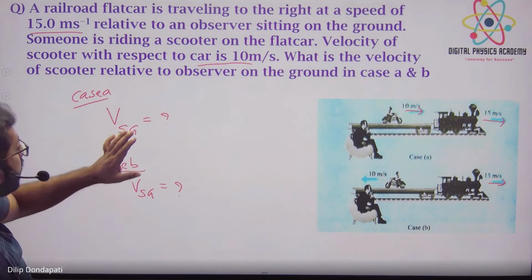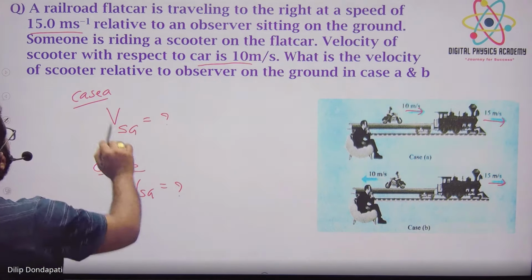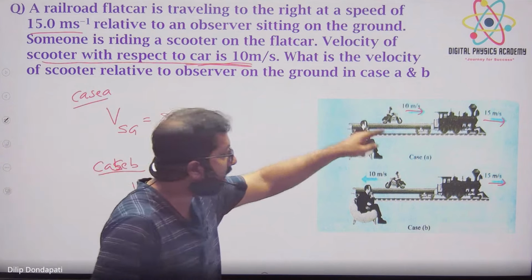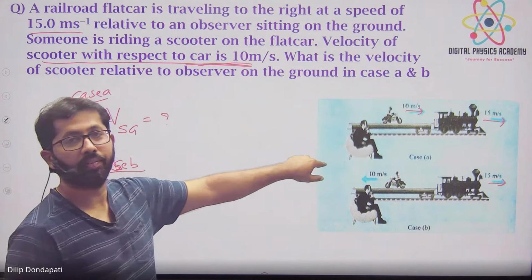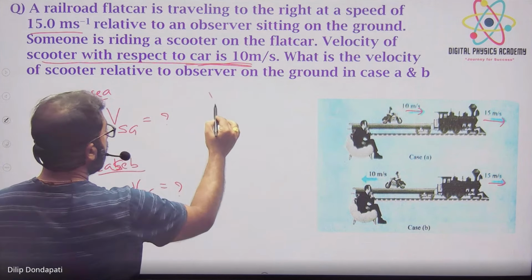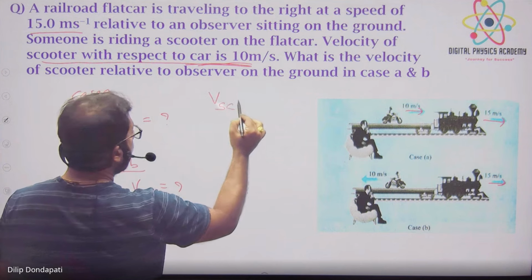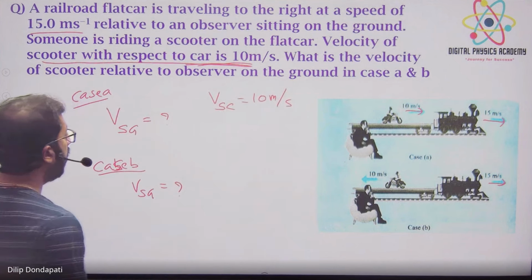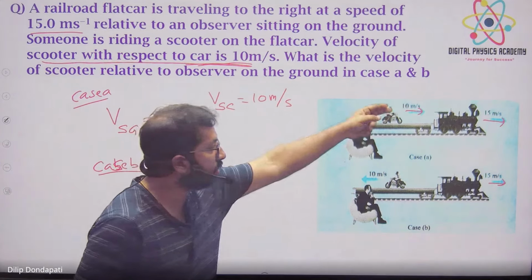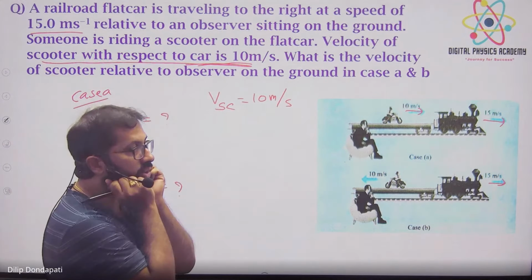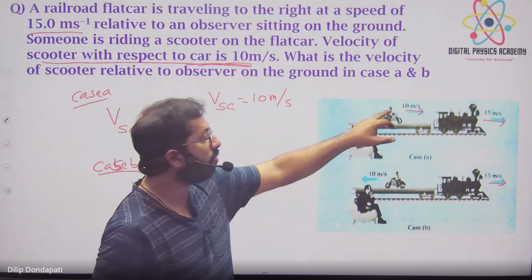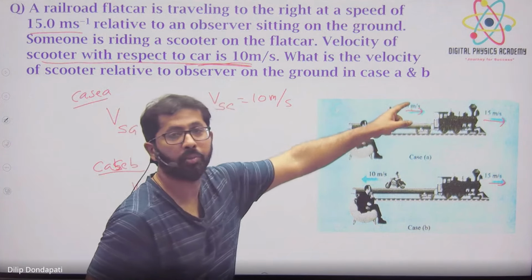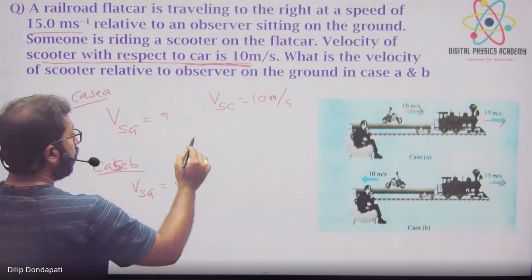Look, he has given, understand, that's why I told you. The velocity of the scooter with respect to the car is given. It is given with respect to the car, not with respect to the ground. So what is given? The velocity of the scooter with respect to the car is 10 meters per second, right? This is given. Now he is asking the velocity of the scooter with respect to the ground. That means if I am sitting and watching, at what speed it is going, we have to find. Okay?